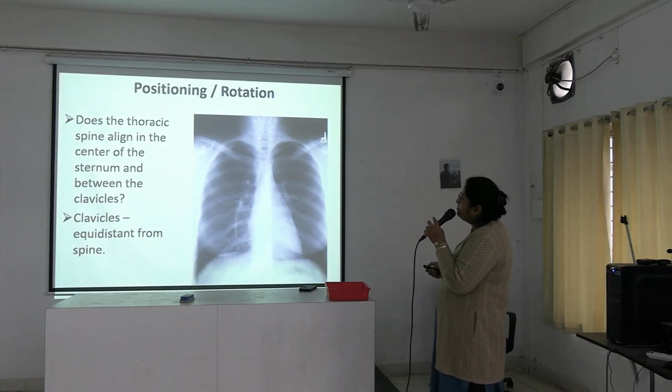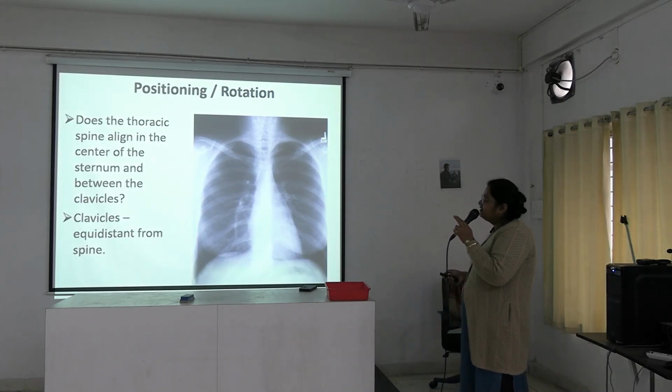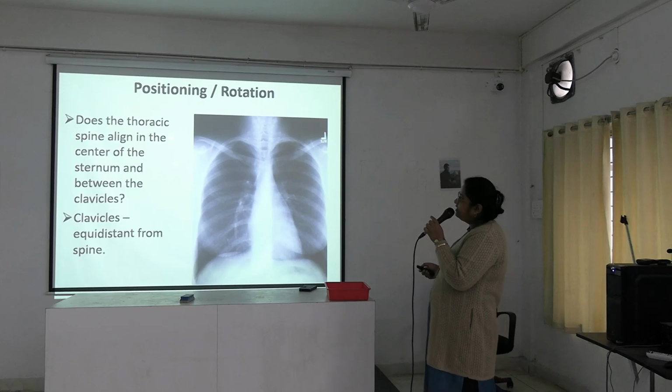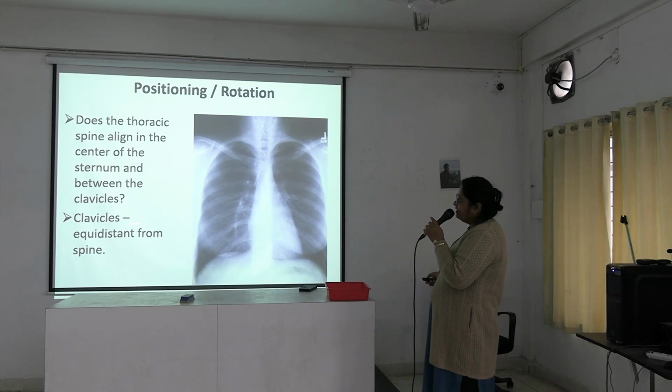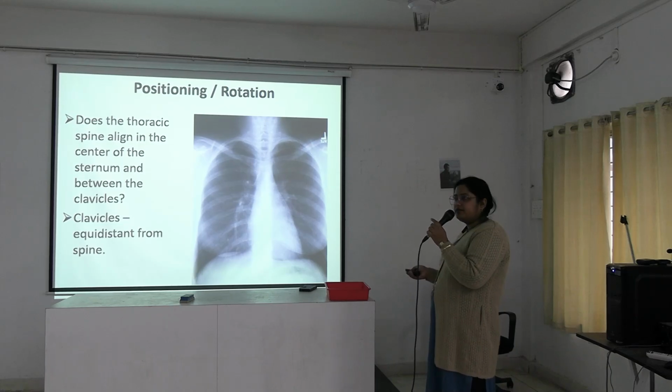Next, we have to know the positioning or rotation. Does the thoracic spine align in the center between the sternum and the clavicles? This is proper positioning. And the clavicles are equidistant from the spine. Okay. So, the clavicles are equidistant from the spine. Okay.